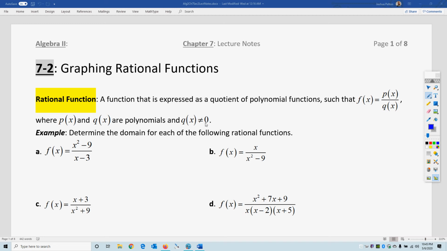This is Professor Peld, and this is Algebra 2, Chapter 7, Section 2, Graphing Rational Functions.